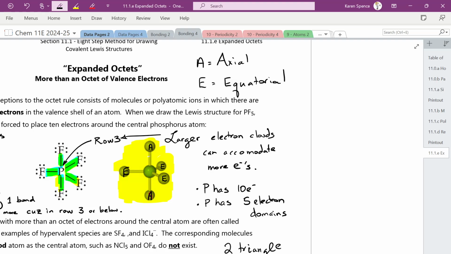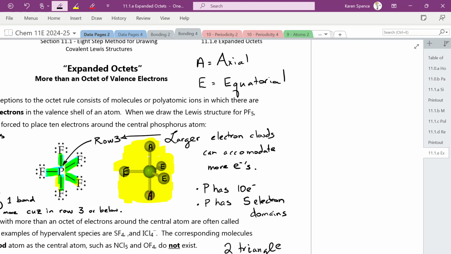But anyway, the lone pairs will go on the equator. And the reason is that lone pairs are more repulsive than bonding pairs. Lone pairs are more repulsive than bonding pairs.